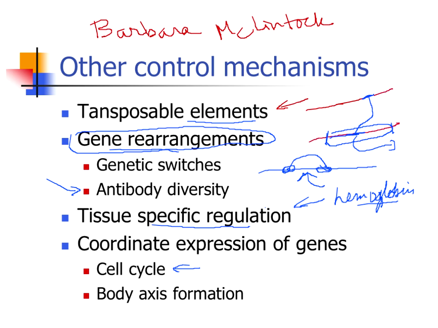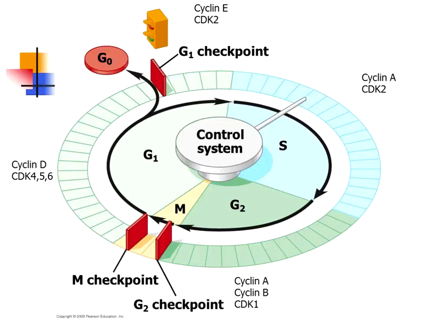Well, every cell goes through a certain cycle. Every cell has to divide, and the way it divides is it goes through a cell cycle. So let's say that here is a new cell.